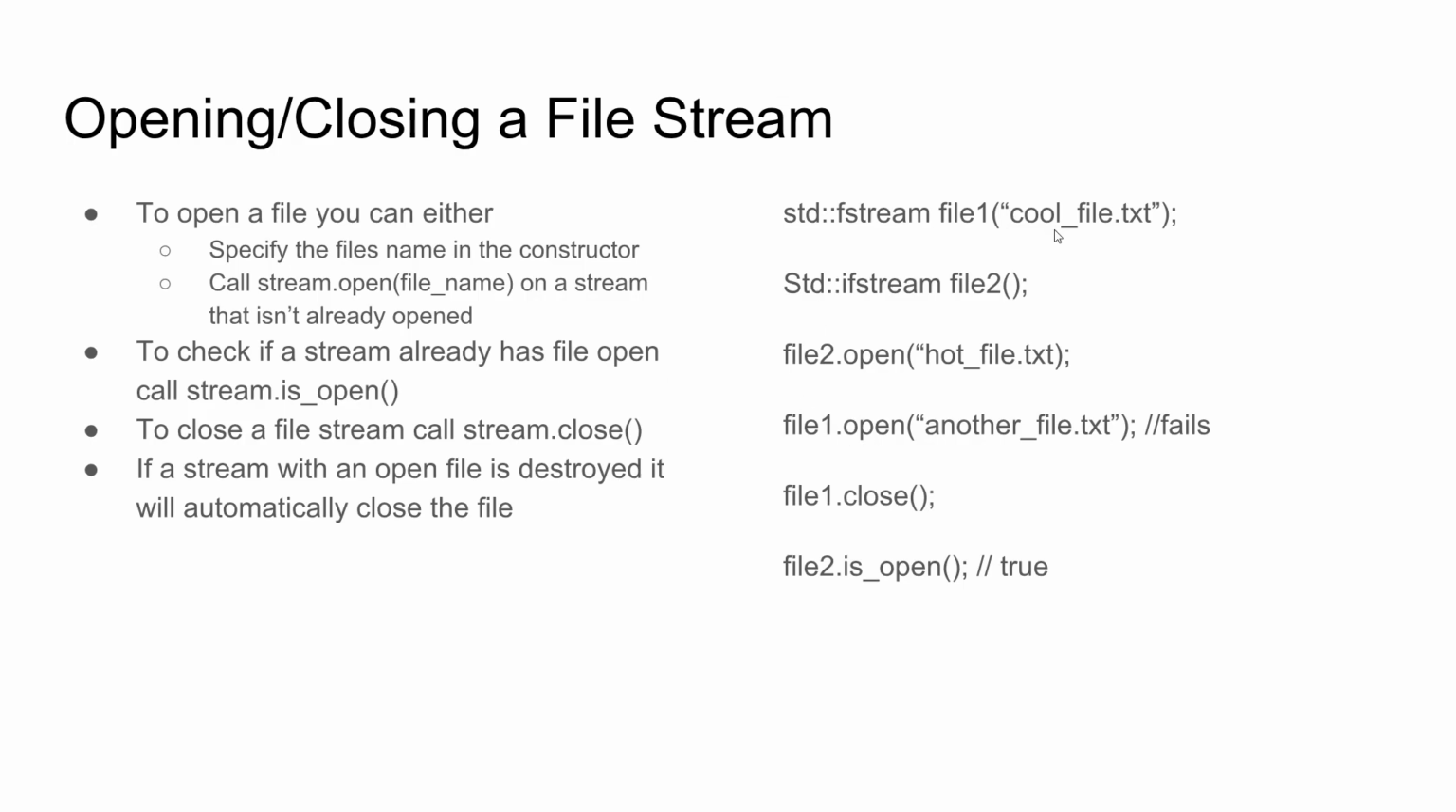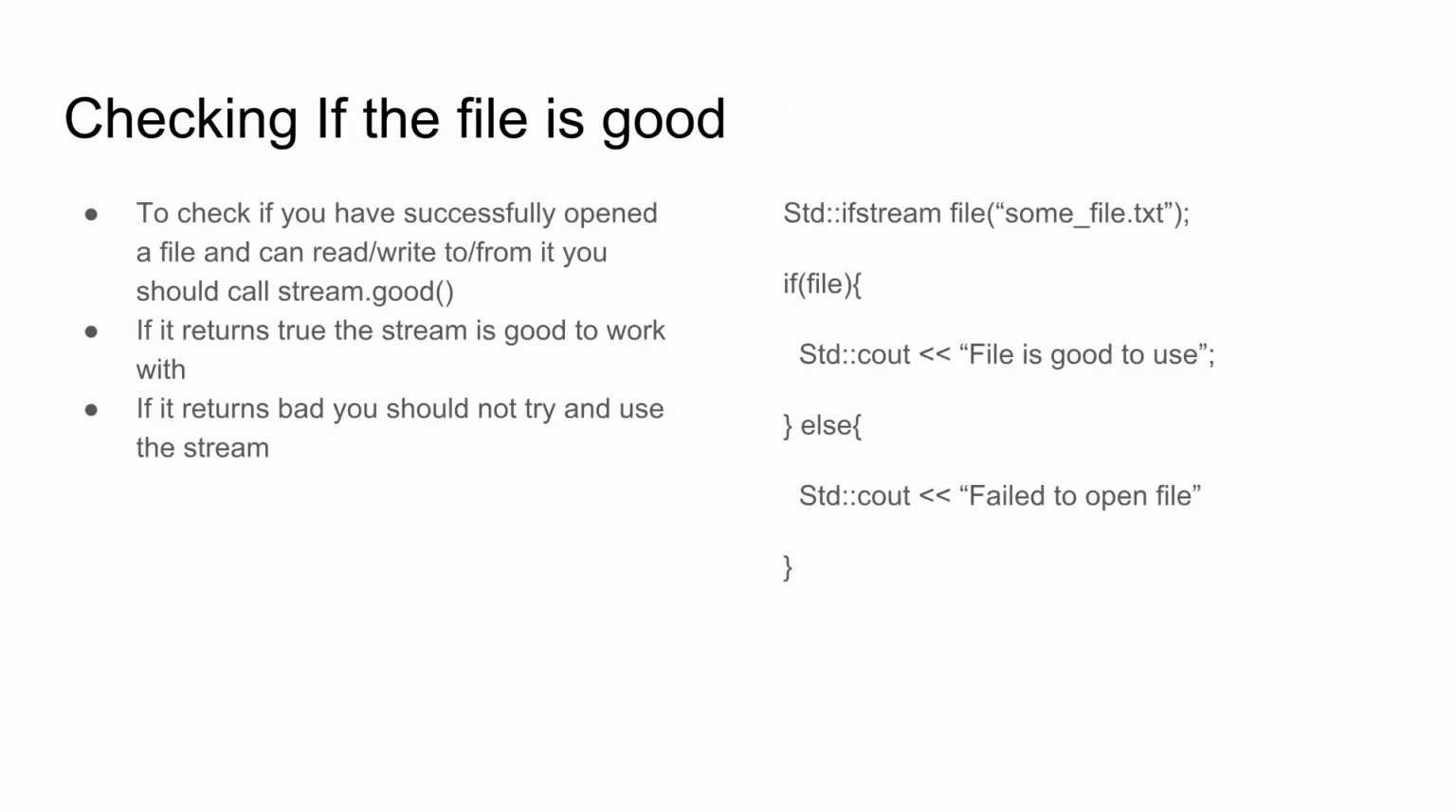So this is the way of opening it with the constructor, or we can create an empty one and then call open on it. If you try to open a file when you already have one open, it's not going to work and it will fail opening that other file. If you want to check if the file is good to read from or write to, just wrap that stream inside of an if statement. If it evaluates to true, you're good. If it's not good, you can't read from it or write to it. You can just say if the file is good, use it. Otherwise, you can't use it.